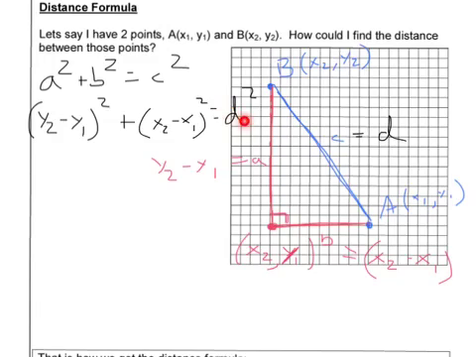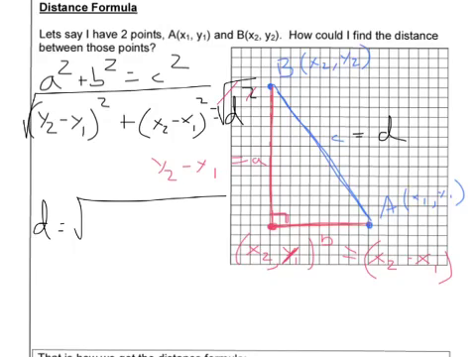Well, one more thing here. If I wanted to get d all by itself, I would take the square root of this side and the square root of that side. Well, this would cancel out these two things, and I'd be left with just d equals the square root of, and it doesn't really matter if you put the x's or y's first. We can switch this around because adding is commutative, but typically we put the x's first. x2 minus x1 squared plus y2 minus y1 squared.